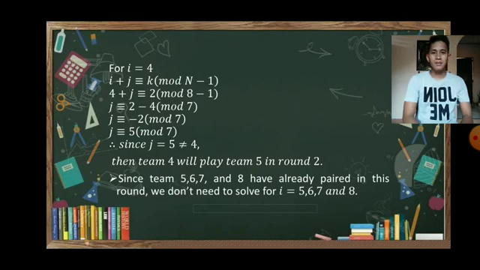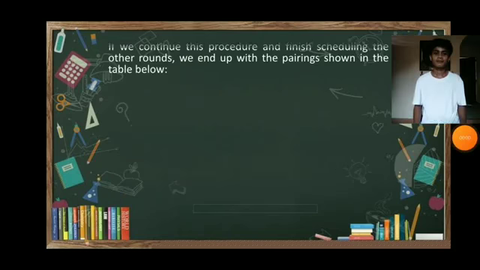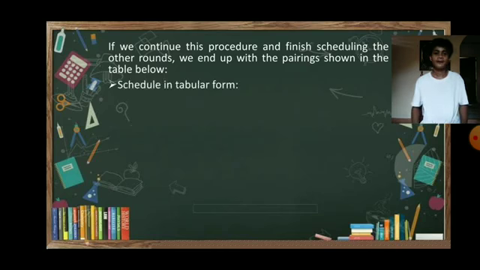Since teams 5, 6, 7, and 8 have already been paired in this round, we don't need to solve for i equals 5, 6, 7, and 8. If we continue this procedure to finish scheduling the other rounds, we end up with the pairings shown in the table below. Schedule in tabular form.